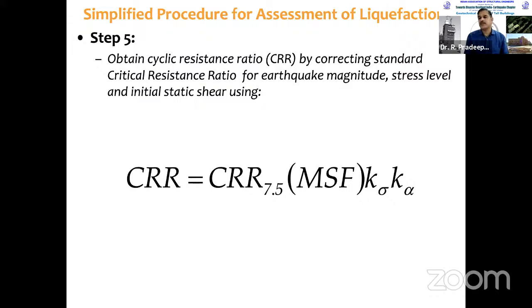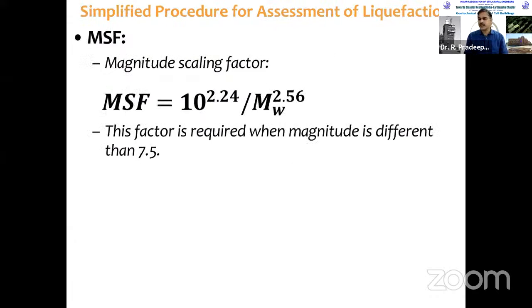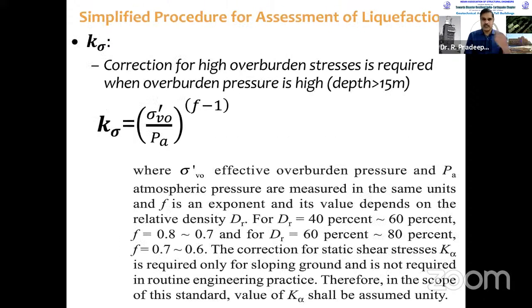So their magnitude scaling factor is given, and then the overburden coefficients K alpha and K sigma are given. K alpha is usually used for sloping sites, and K sigma depends on the overburden. So this is the magnitude scaling factor: 10 raised to the power 2.24 divided by Mw to the power 2.56. If the magnitude is other than 7.5, the scaling factor is used. So this is K sigma.